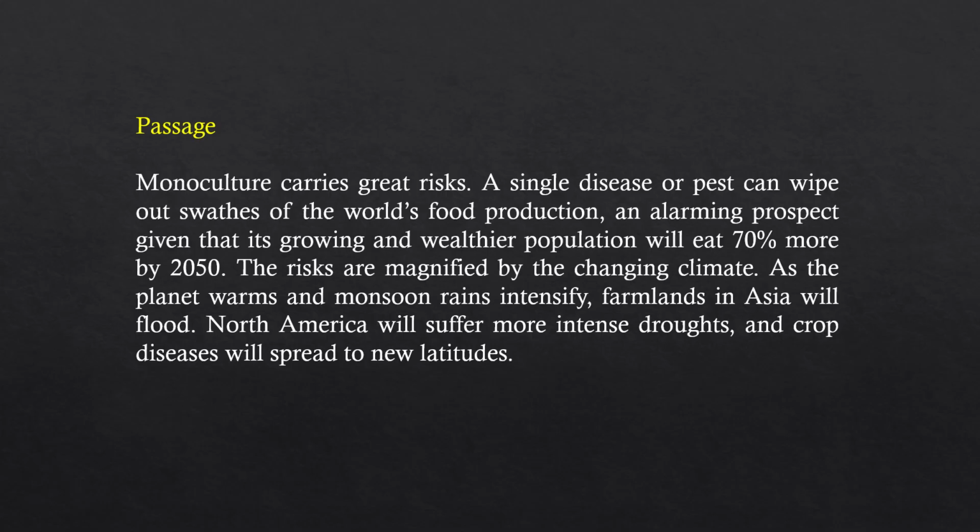Monoculture carries great risk. A single disease or pest can wipe out swaths of the world's food production, an alarming prospect given that its growing and wealthier population will eat 70% more by 2050. The risks are magnified by the changing climate. As the planet warms and monsoon rains intensify, farmlands in Asia will flood. North America will suffer more intense droughts and crop disease will spread to new latitudes.